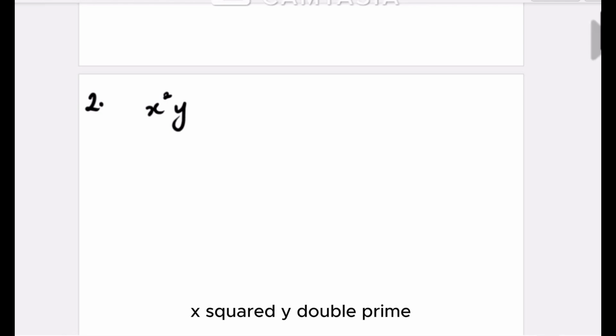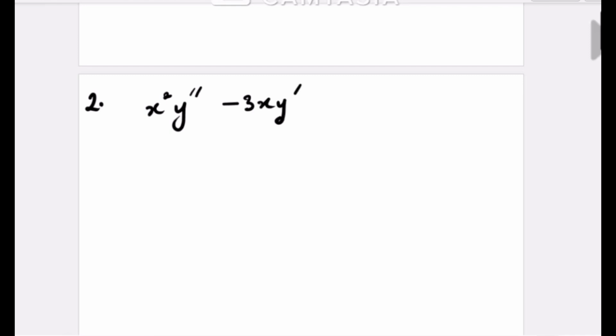Question 2 is x squared y double prime minus 3xy single prime plus 4y equals 0.